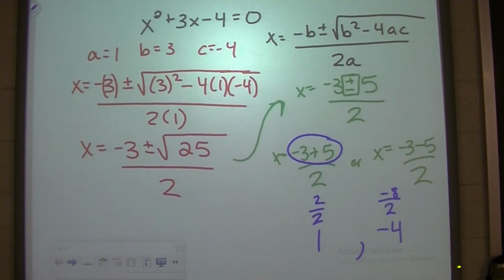Yes, we could have solved this equation by factoring or completing the square, but I want us to get familiar with the quadratic formula as well.